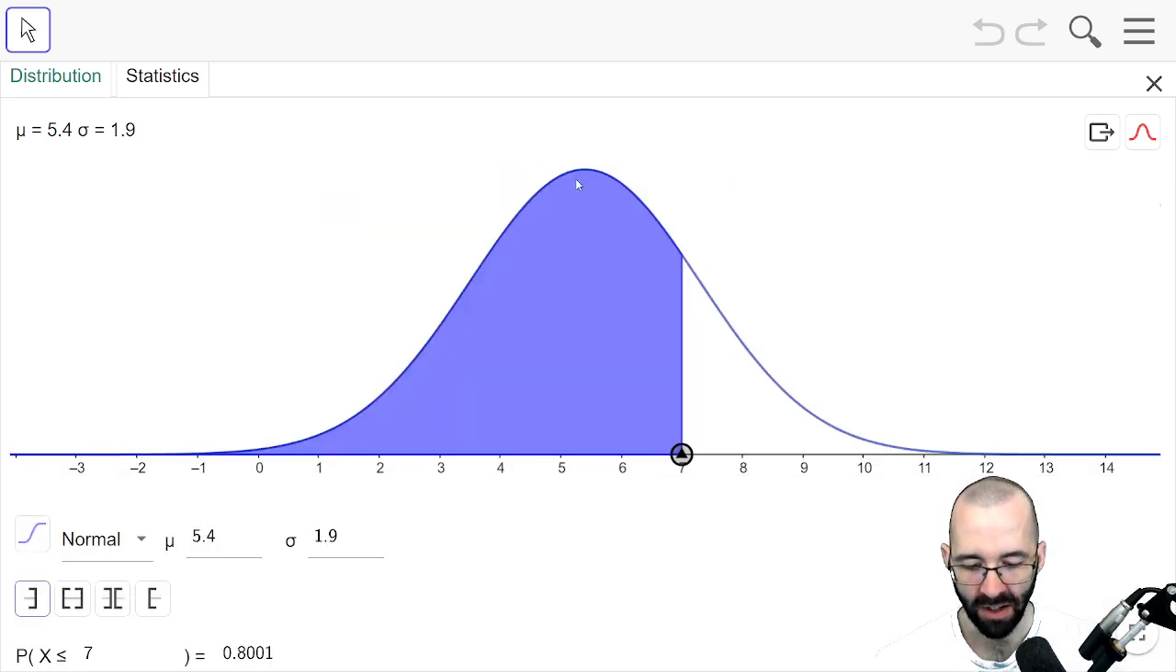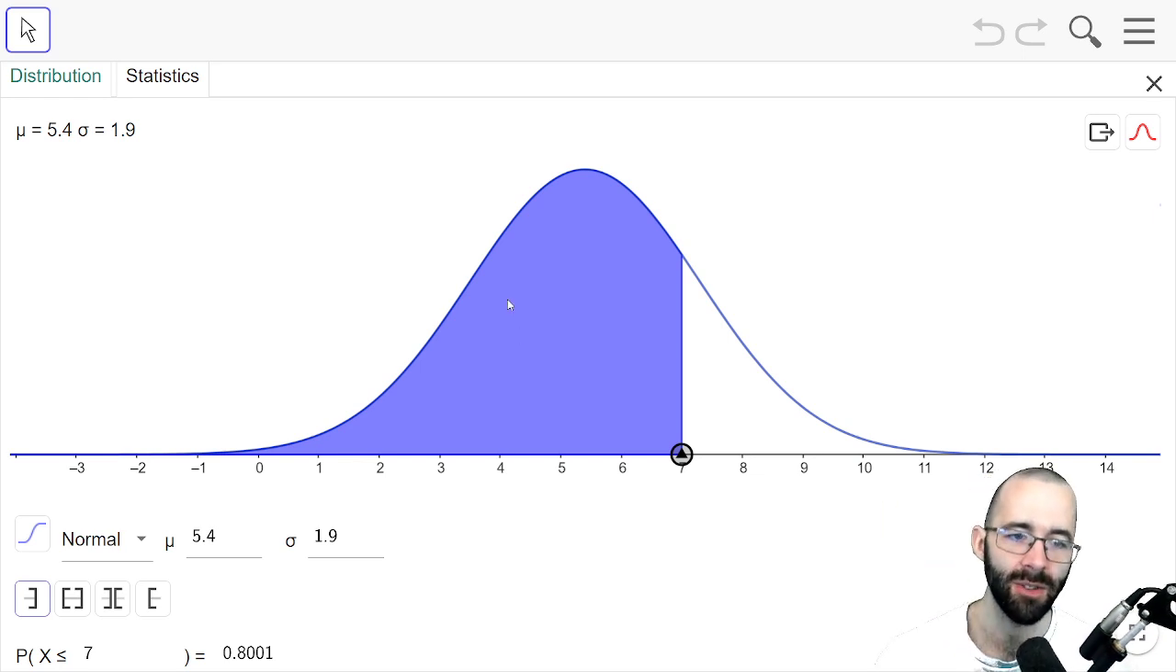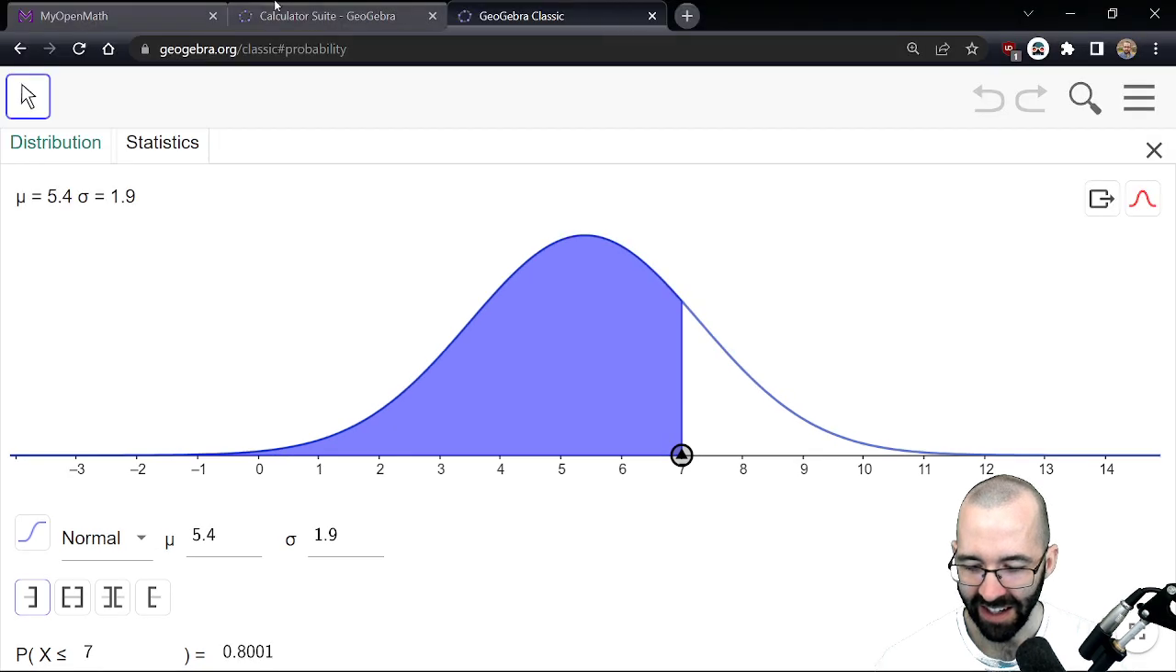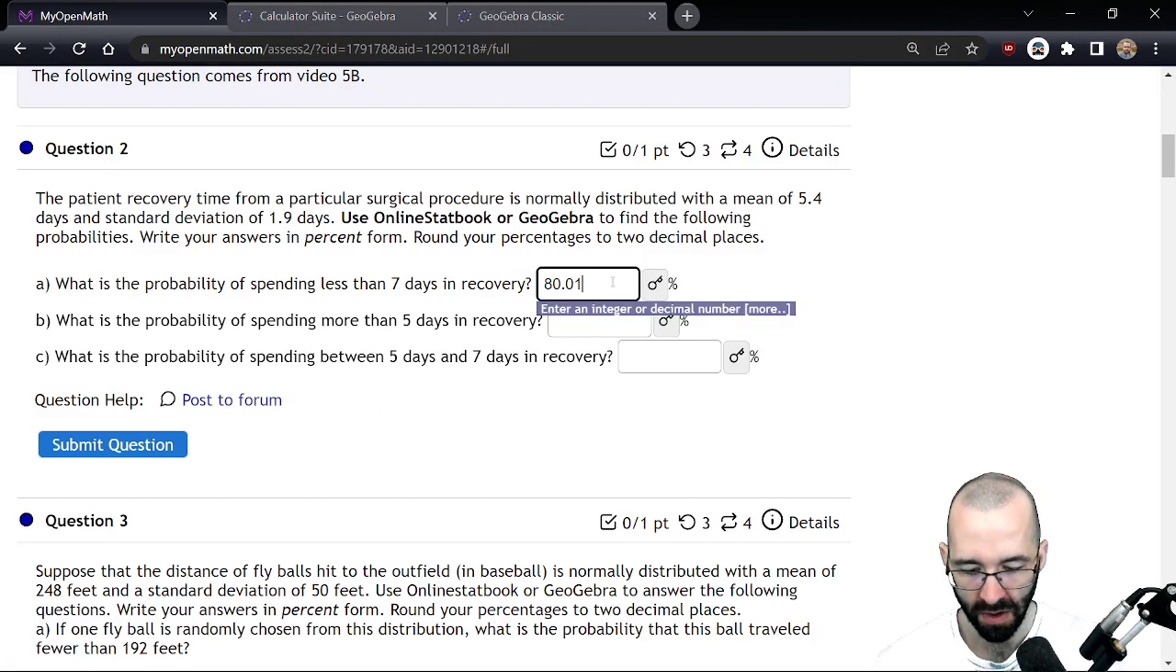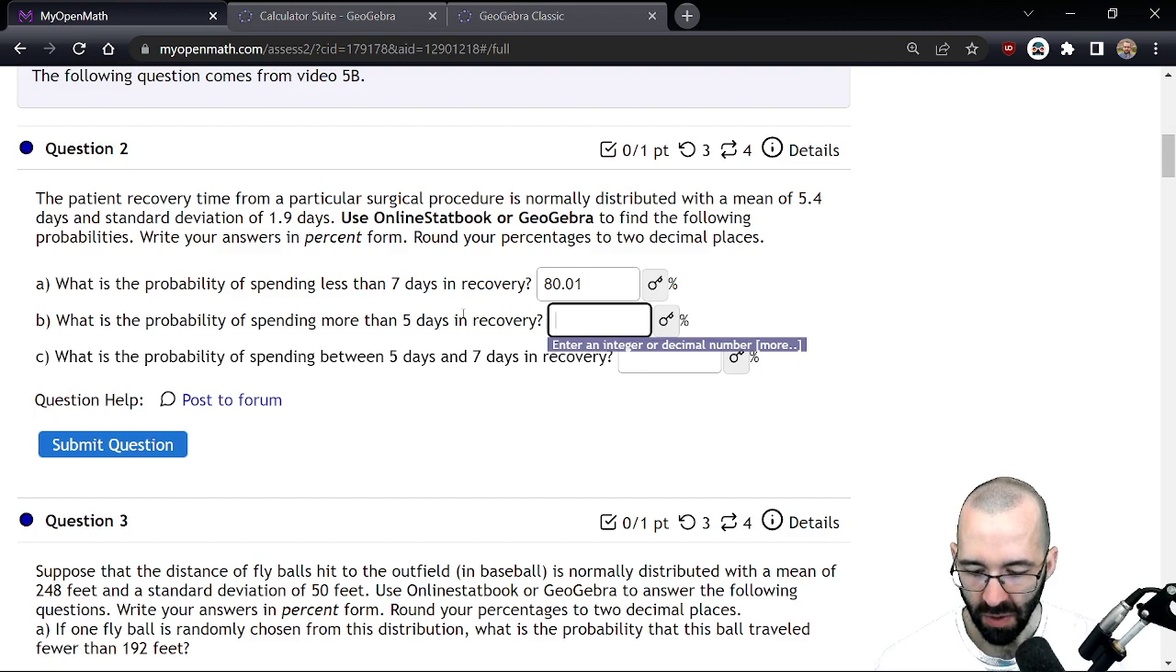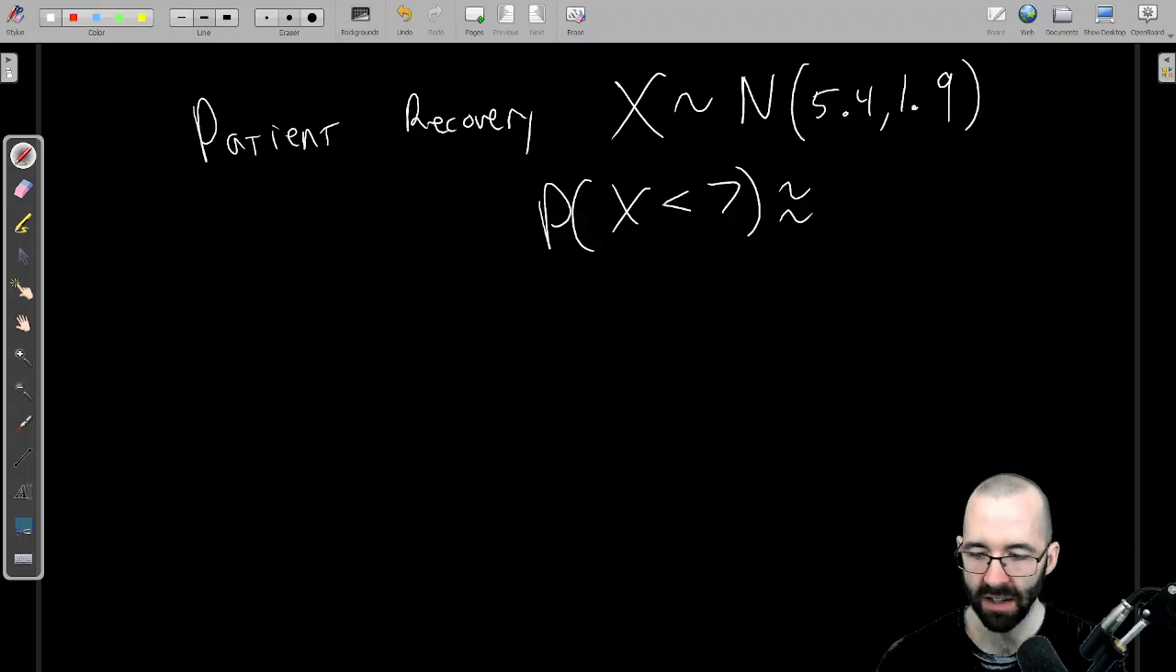And we see, oh, okay, look, here's the mean, 5.4. Here's 7. Okay, what's the probability that we're less than 7? That's to the left of 7. It's all of this area. Area is probability for normal distributions and other continuous distributions. This probability is about 80%. So 80.01% is how we'll answer. Oh, the question is over here. 80.01%.